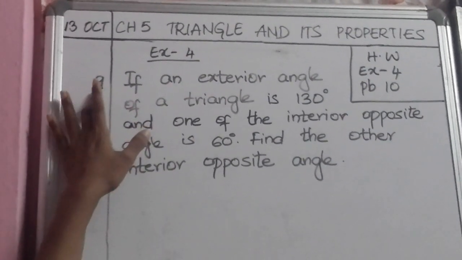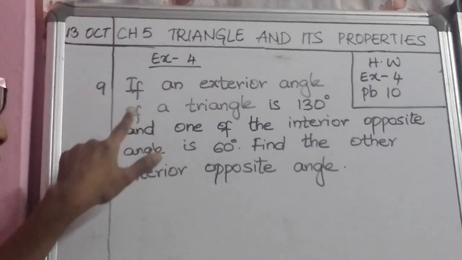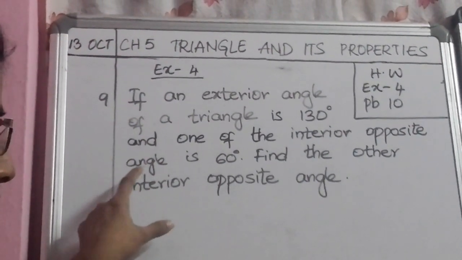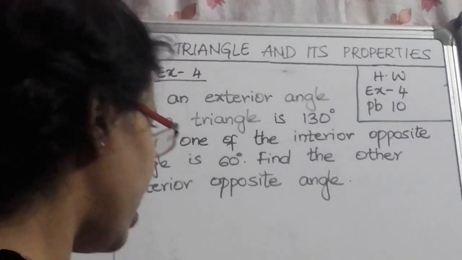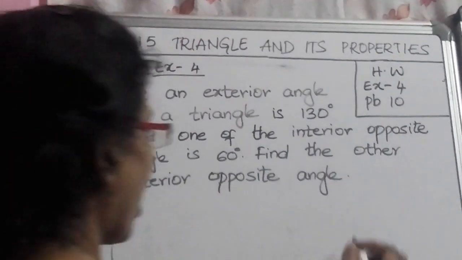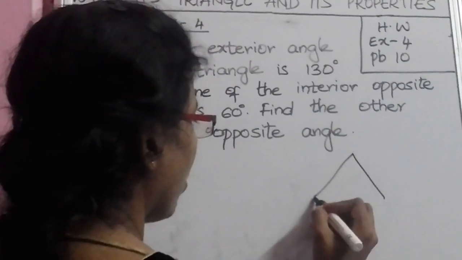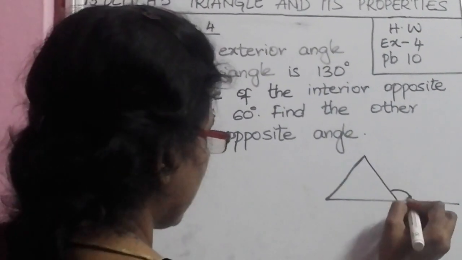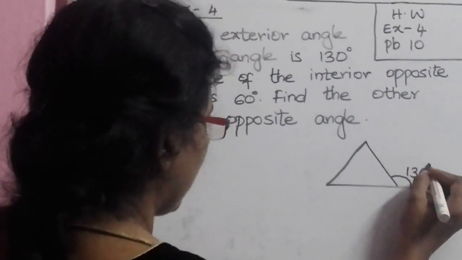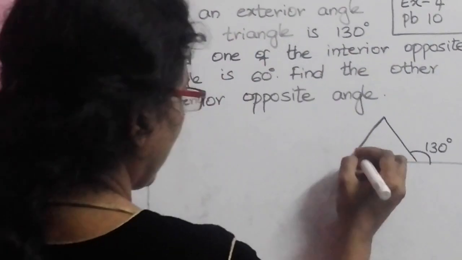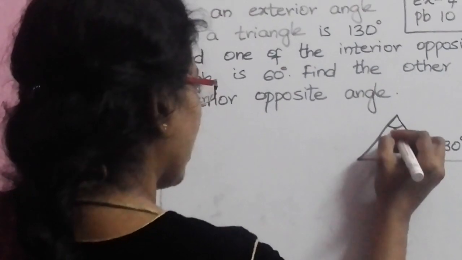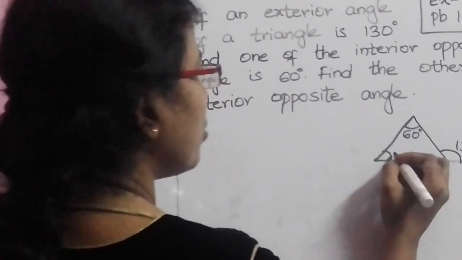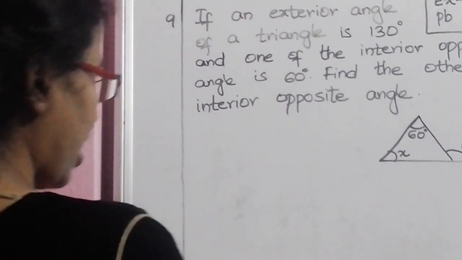Okay, let us do the 9th problem. If an exterior angle of a triangle is 130 and one of the interior opposite angles is 60 degrees, find the other interior opposite angle. So let us draw a figure. Use your scale for drawing. This exterior angle they gave as 130 degrees. Then one interior angle they have given as 60 degrees. They are asking you to find this angle. So I am going to take this angle as x.